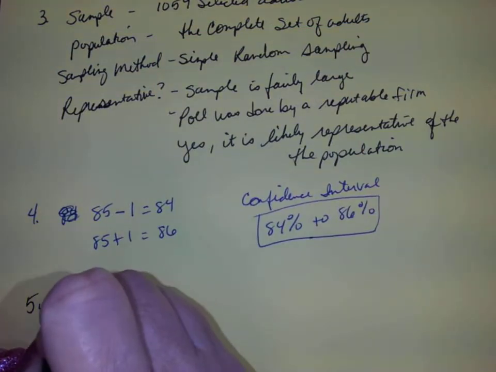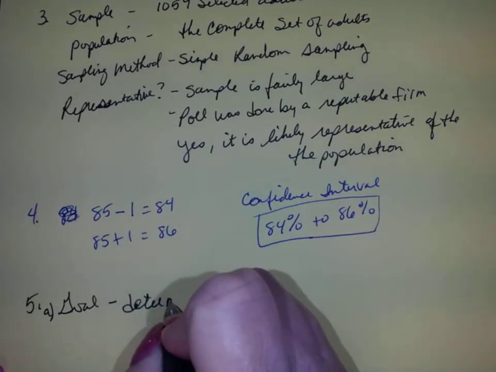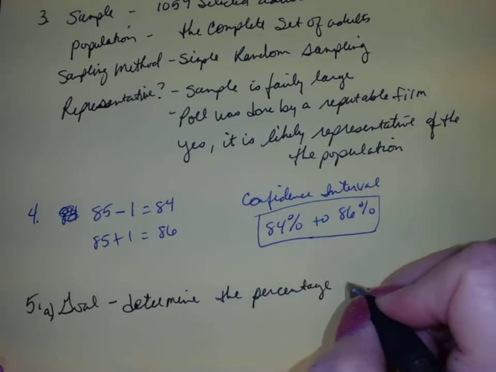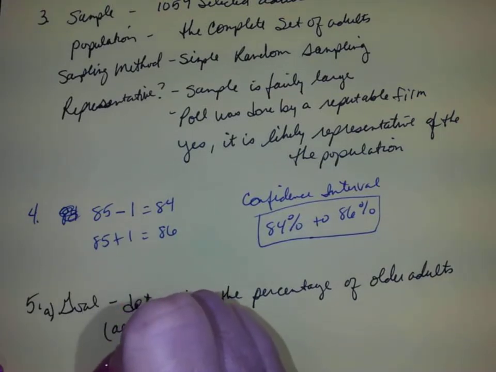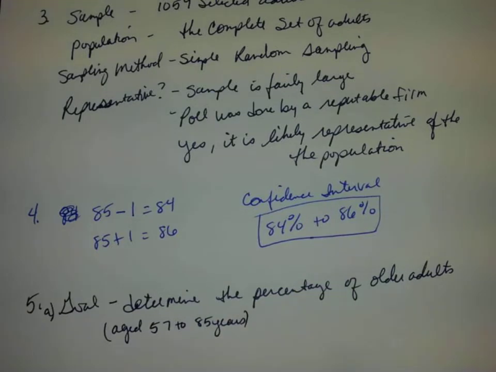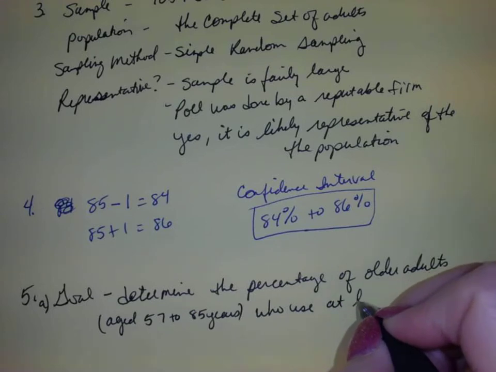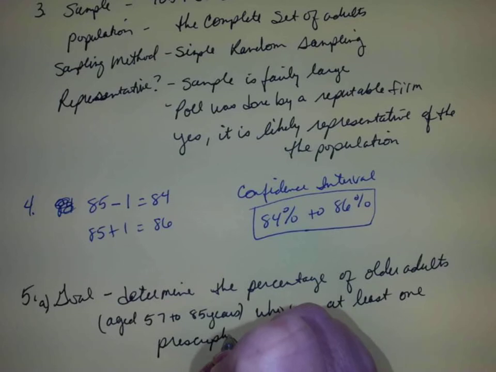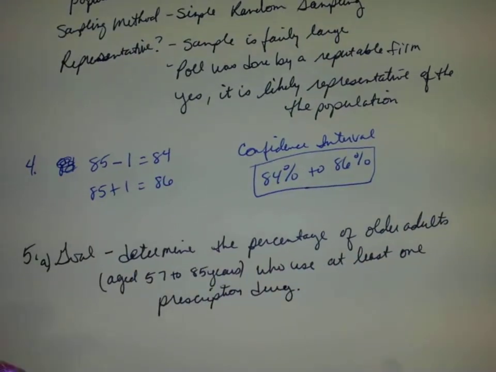All right, so here's our goal. They want to determine the percentage of older adults, and I'm going to put aged 57 to 85 years because that's specifically what they said in the study, who use at least one prescription drug. So that is our goal.